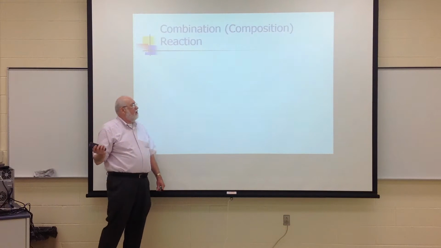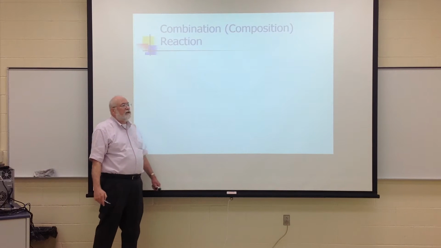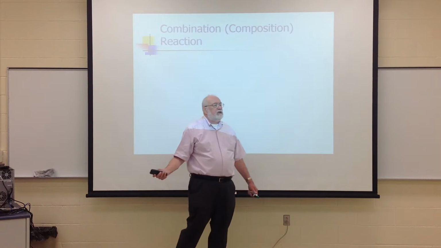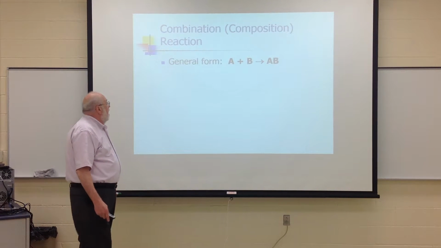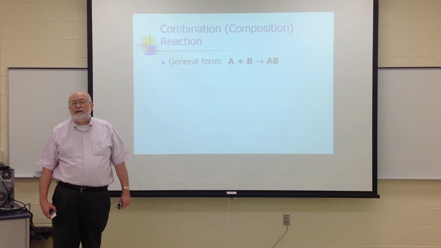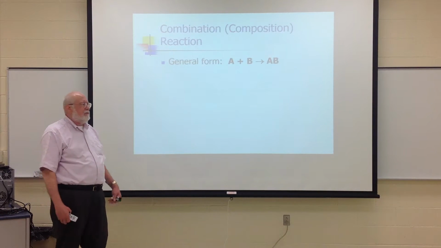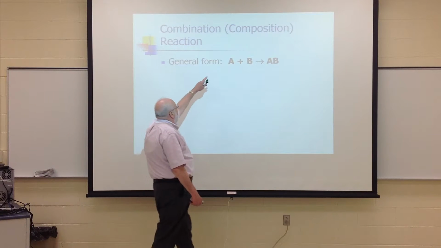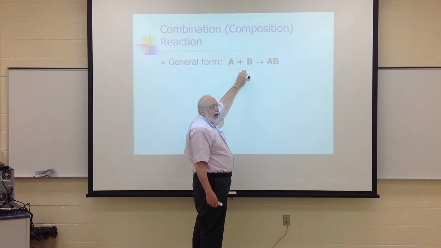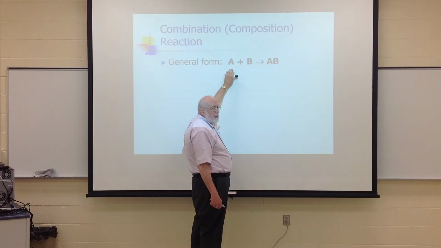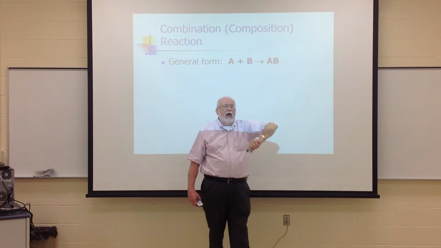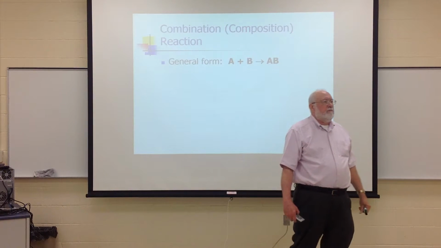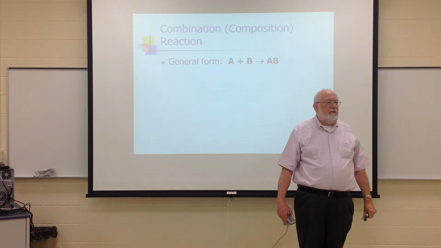So now if we go on, let's take a look at the first type of general reaction, which is called either a combination or composition reaction. Here's the general form. A plus B yields AB. A and B are the reactants. That's what's going to be brought together. And if they react, and they would in this case, they give us AB, which is a product. How many products did you get this time? How many reactants did you start with? 2. At least 2.